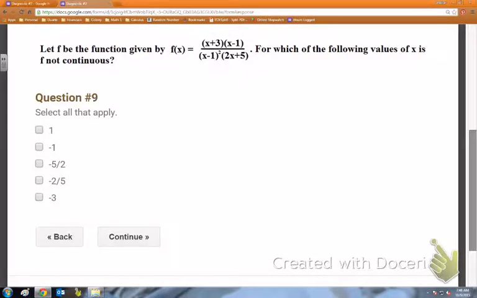Let f be the function given by f of x equals x plus 3 times x minus 1 divided by x minus 1 squared times 2x plus 5. For which of the following values of x is f not continuous?